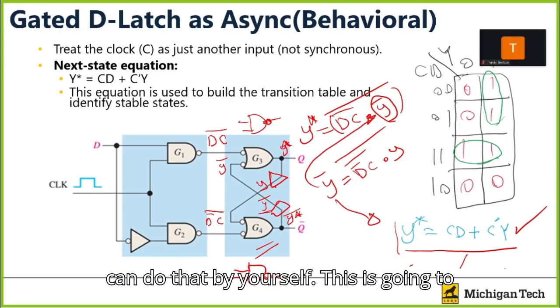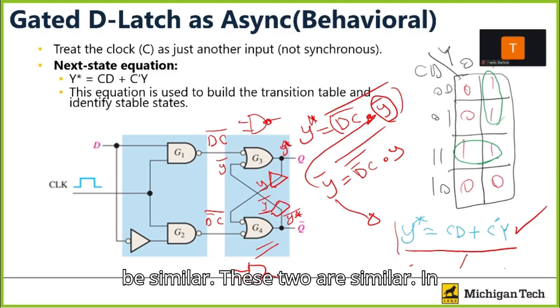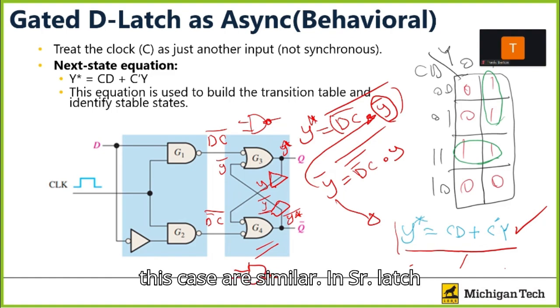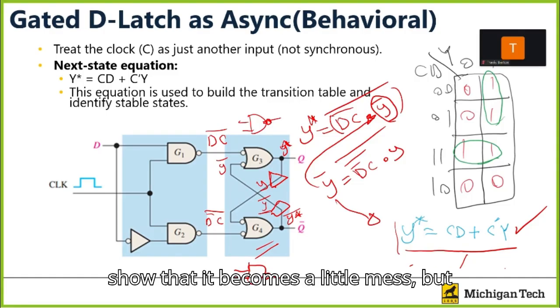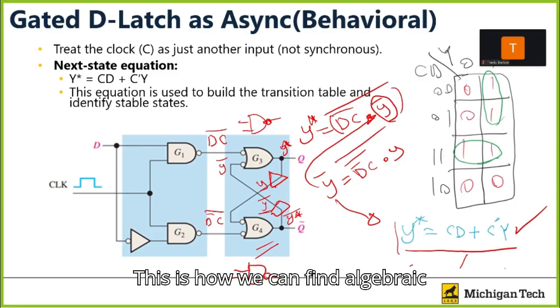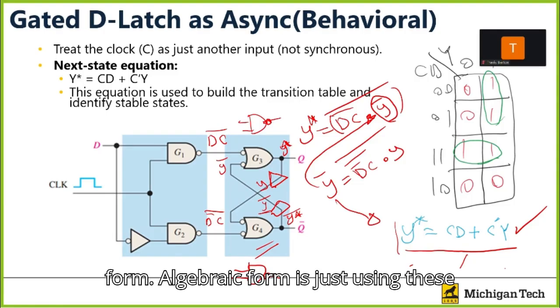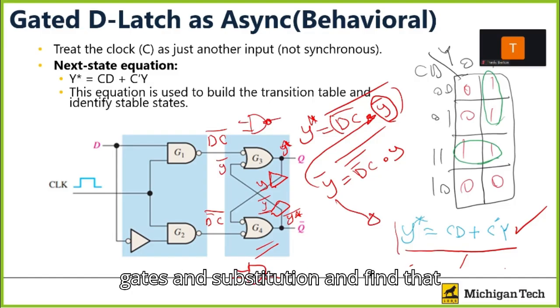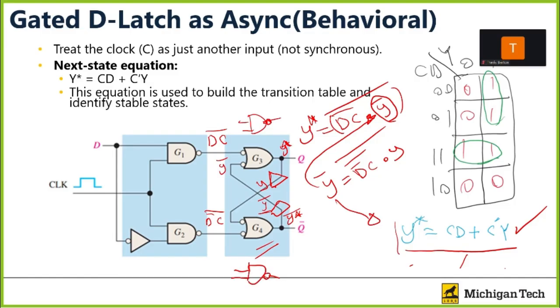after simplification, you're gonna get that. I'm not gonna do that, but you can do that by yourself. These two are similar in this case. In the SR latch it wasn't similar, but in this one it's gonna be similar. Anyway, I just wanted to show that. It becomes a little mess, but this is how we can find the algebraic form. Algebraic form is just using these gates and substitution, and this is a little complex. But using behavioral is more convenient because you just use a Karnaugh map, or actually a truth table, to find that.